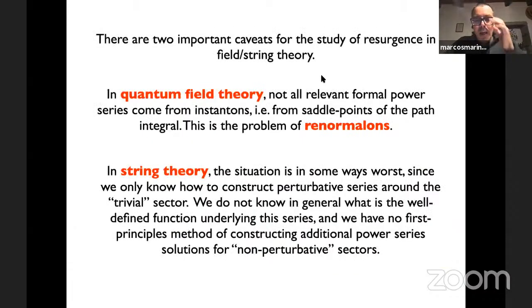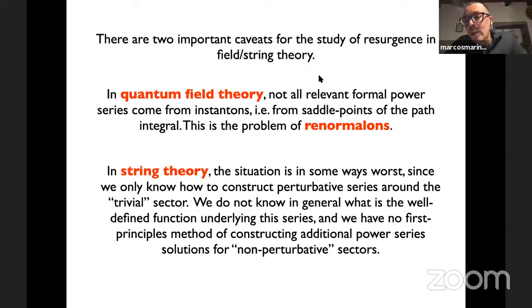Okay. Now this is an example in quantum field theory. And then you could think that this is going to be, in a sense, the whole story, but let me make two important caveats. Now, in quantum field theory, we think that, of course, looking at the expansion around instantons is an important source of transseries. But what is very important, and for me one of the most important problems in this story, is that in quantum field theory, not all relevant formal power series come from instantons, I mean, from saddle points of the path integrals. And this is something that people discovered in the 70s, in a sense.